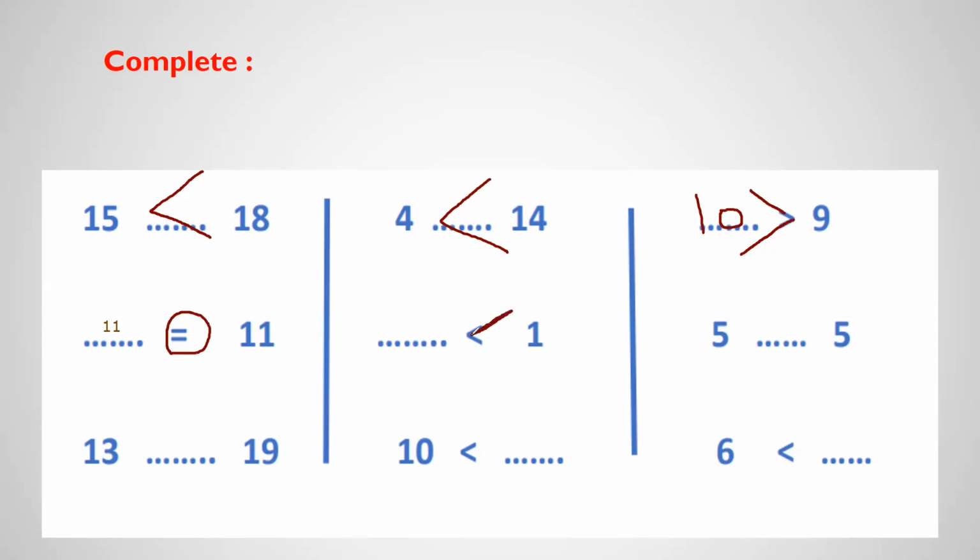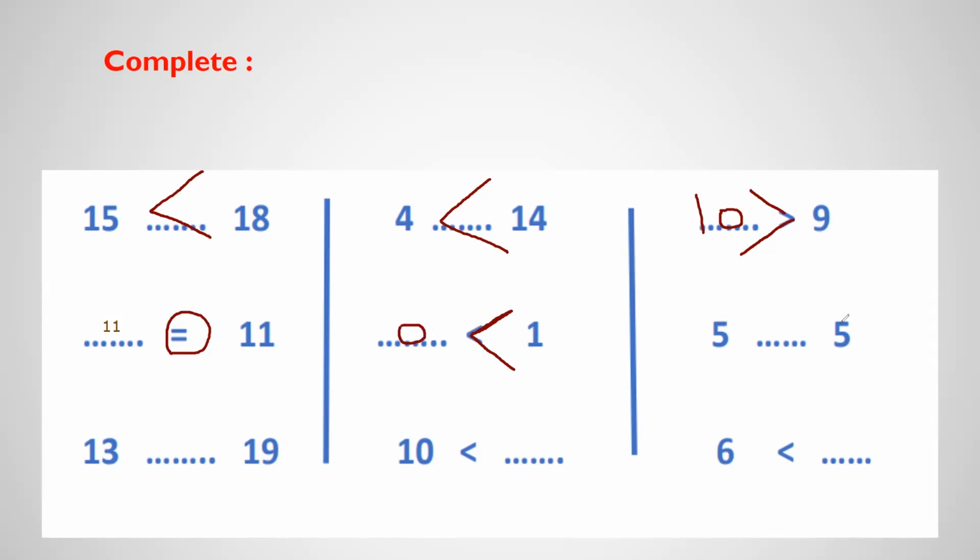Here the mouth is looking at 1. If we eat 1, so this one is big. 1 is bigger than what? What is small here? I'm going to write a smaller number. So, of course, it's 0.